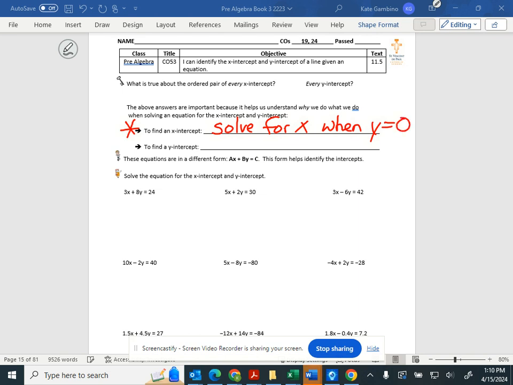So you're putting a 0 in for the Y, and then you solve it with opposite operations. When it's the Y-intercept, you solve for Y. When X equals 0, you put a 0 in for the X and do opposite operations.